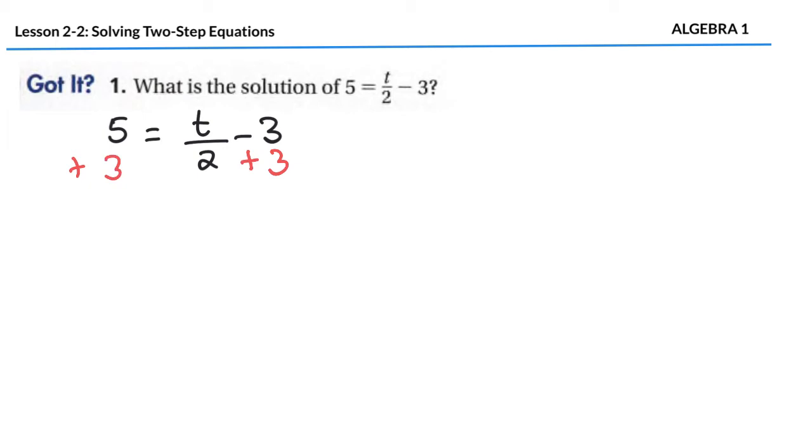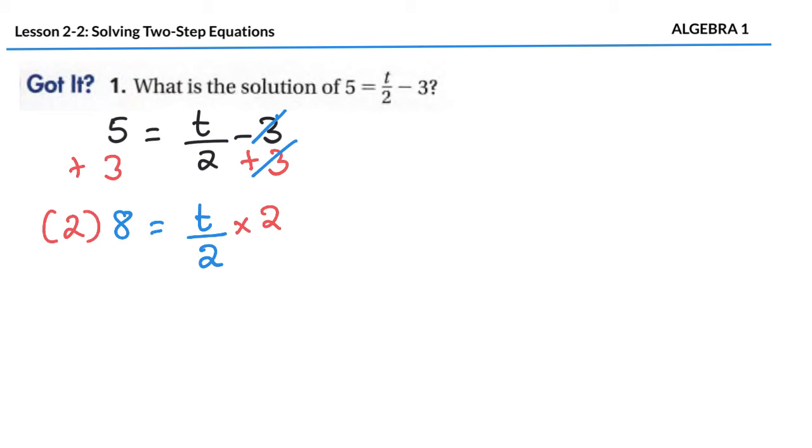So what do we get? Minus 3 and plus 3 cancel. We have 5 plus 3 is 8 equal to t divided by 2. Now, how will you remove division? It's by multiplication. So we will multiply by 2 on both sides of the equation.